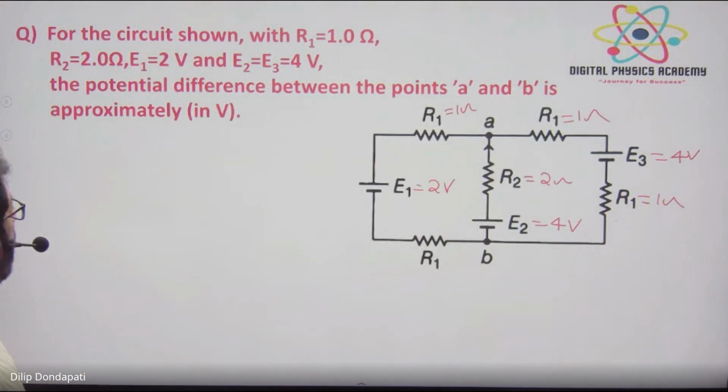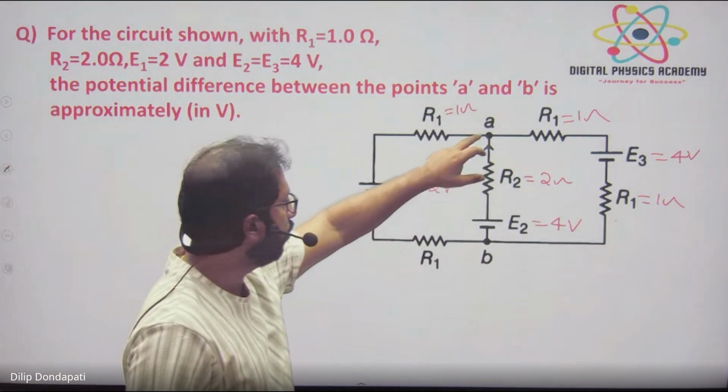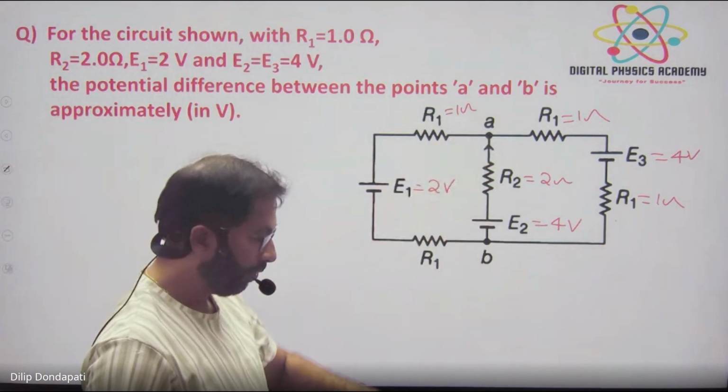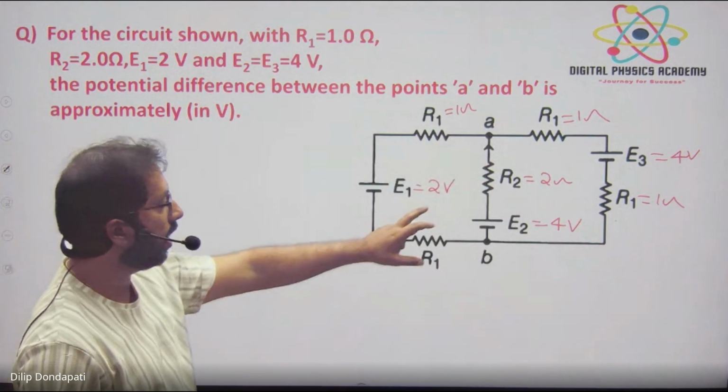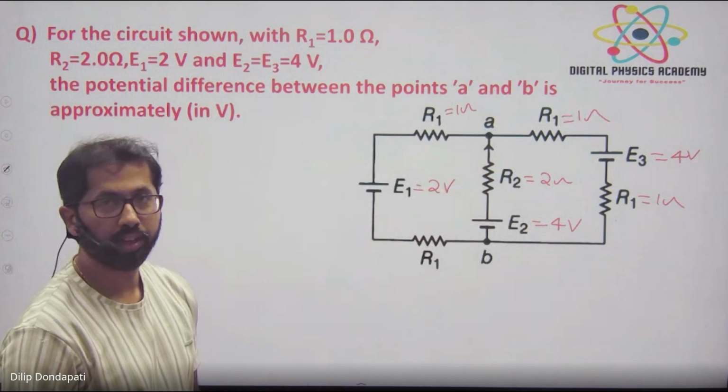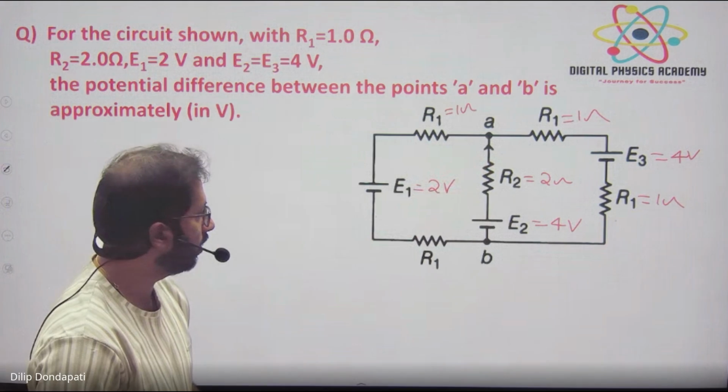I want the potential difference between A and B. So potential difference चाहिए बोले तो definitely current चाहिए उसमें. उस branch में current is required. Then only we can have a potential difference.